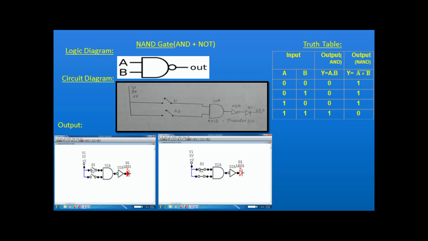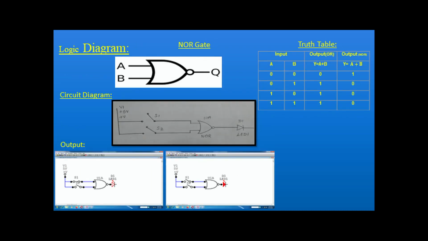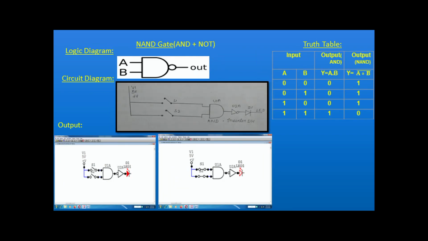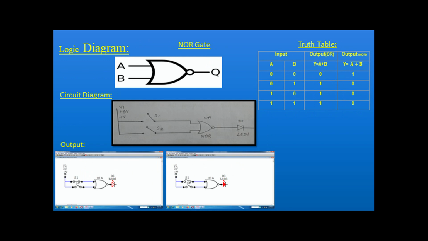Okay, this is the truth table and the circuit diagram of the NAND gate. Next we are going to see the NOR gate. We can say the NAND gate is a NOT AND gate, and the NOR gate is a NOT OR gate. In the logic diagram, it is the same OR gate, but with a small bubble connected at the output. That is called a NOR gate.